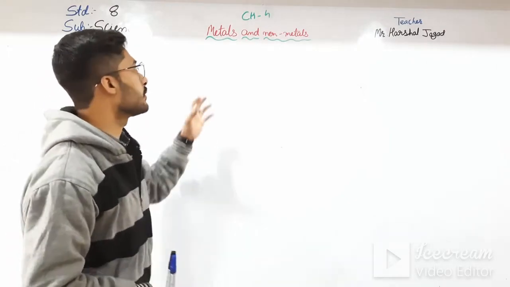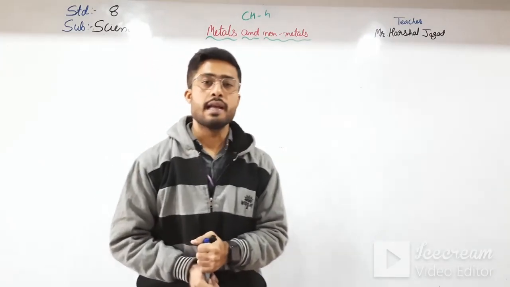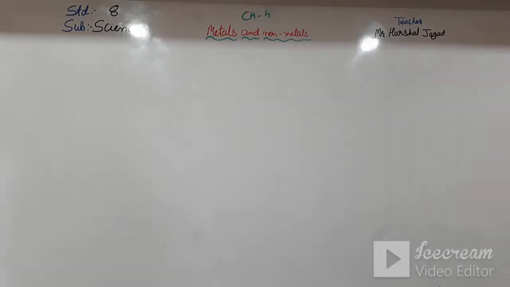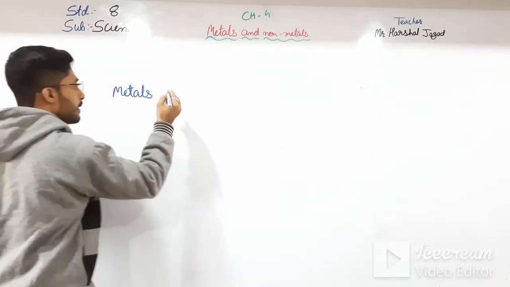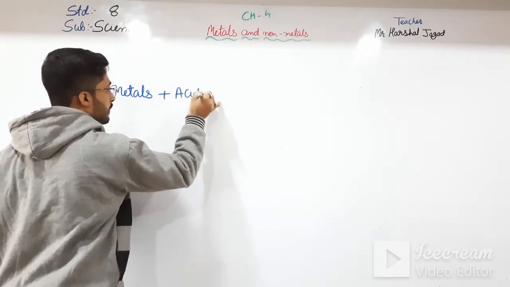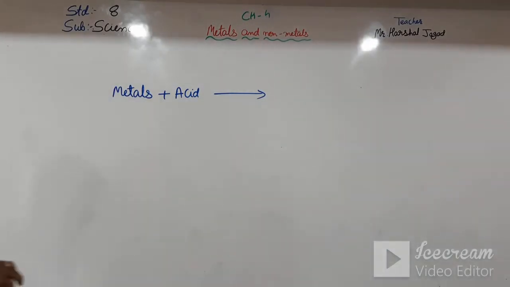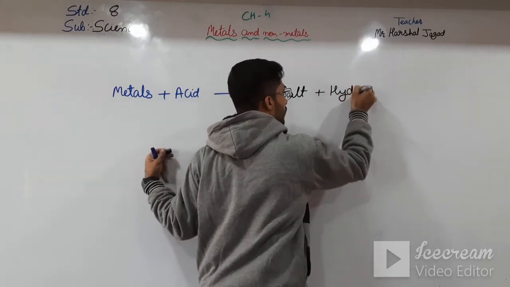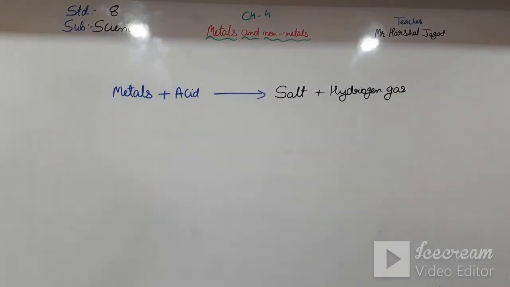In previous videos we have been going through chapter number 4, metals and non-metals. We have just completed the topic of corrosion, and now we will see the reaction of metals with acids. When metals are reacted with acids, what we get is salt plus hydrogen gas.